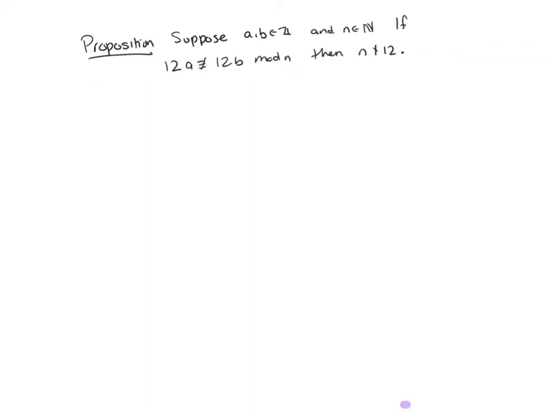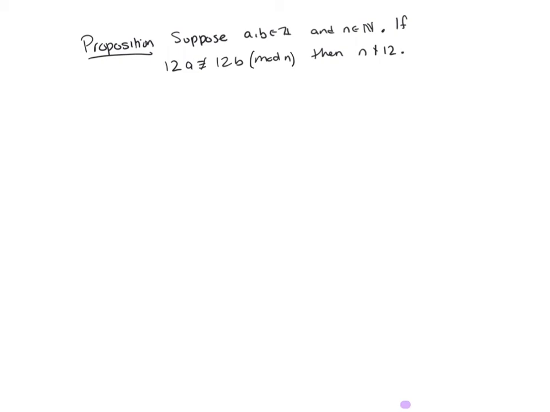Okay, let's do one more proof here. So let's assume that a and b are integers and n is a natural number. If 12a is not congruent to 12b mod n, then I want to show that n does not divide 12. So I could go ahead and assume here that 12a is not congruent to 12b mod n, which would mean that n does not divide 12a minus 12b.